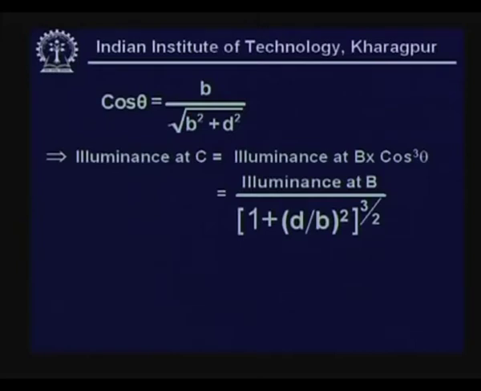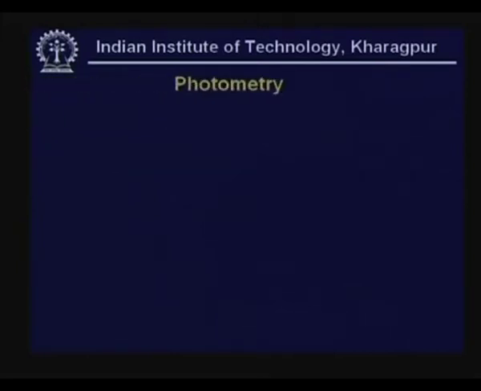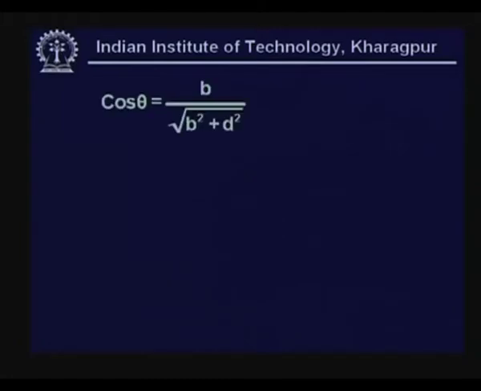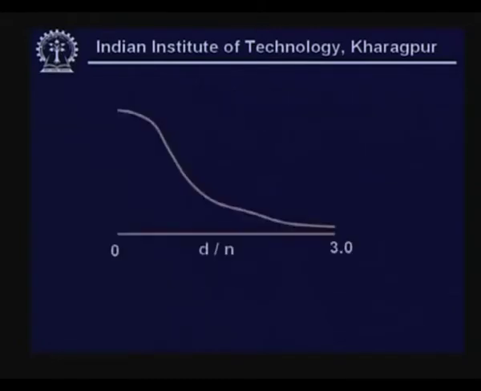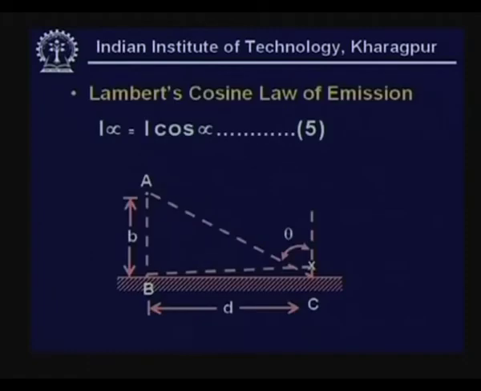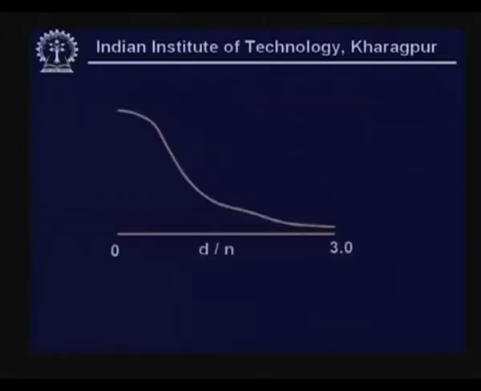So, all this says that illuminance is a maximum right under the lamp and it keeps on decreasing, and the variation is going to be of this nature, and it is best used only when it is kept with theta within 60 to 75 degrees.